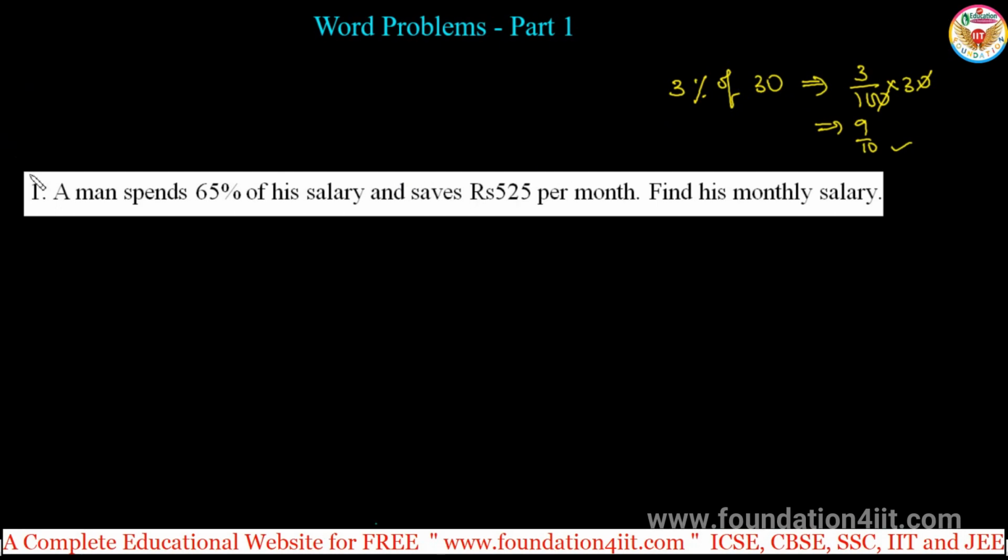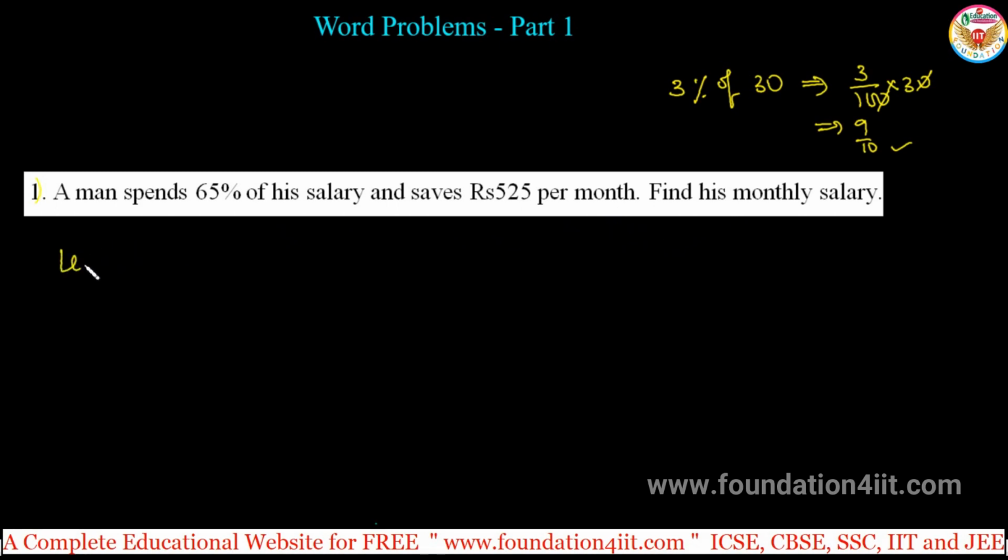See here one by one. First one: a man spends 65% of his salary and saves 525 per month. Find his monthly salary. So the monthly salary you have to find out. Let the man's monthly salary be X, which is the unknown variable.